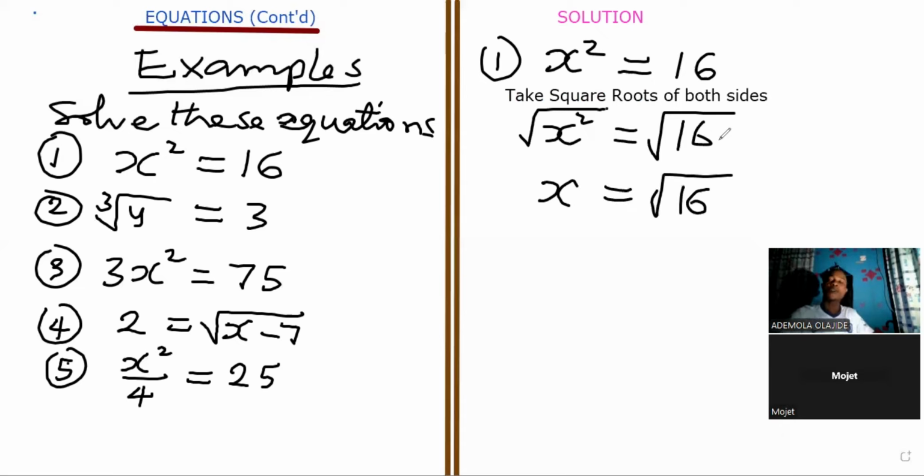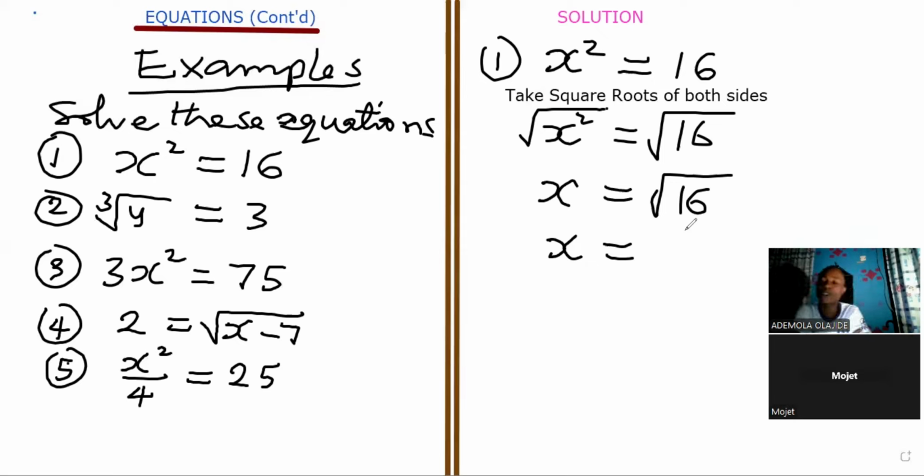In some other working, we may not need to show square root on both sides like this. Since we know we are taking square root of both sides, and we know square root and square will take care of each other, we may simply write x equals to square root of 16. And from there, you will now say, finally, x equals to, what is the square root of 16?